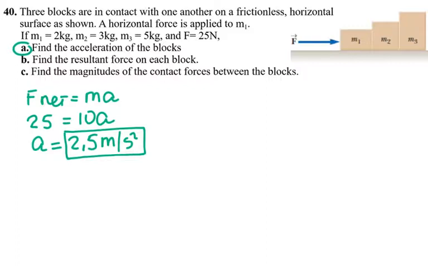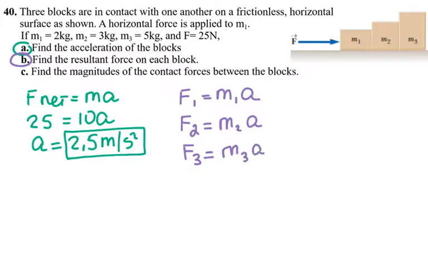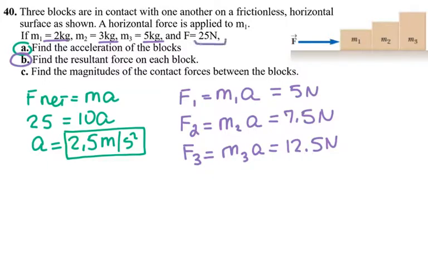Then find the resultant force on each block. I'm going to do it in purple. So the net force, the force acting on 1, is M1A. The force acting on 2 is M2A, and the force acting on 3 is M3A, and they are equal to, the masses are given, 2 kilograms, 3 kilograms, 5 kilograms. So 2 times 2.5 gives me 5 newtons, and 3 times 2.5 gives me 7.5 newtons, and 5 times 2.5 is going to give me 12.5 newtons. And the sum of all the forces should give you the 25 newtons as you had before.